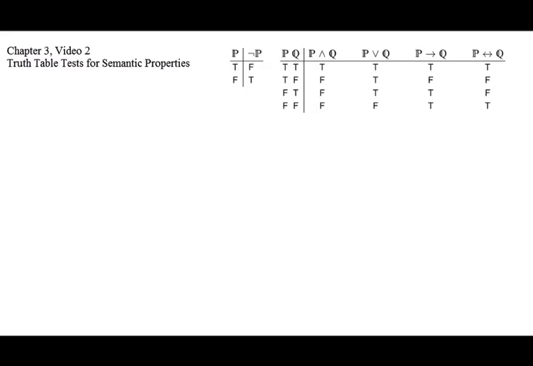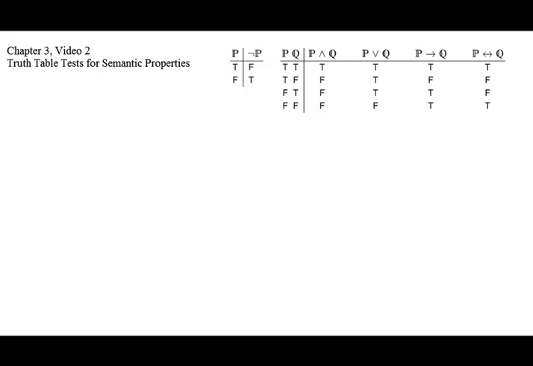Welcome to Chapter 3, Video 2, Truth Table Tests for Semantic Properties. In the last video, we learned how to construct basic truth tables. In this video, we're going to learn how to use that method to test for the various semantic properties of formulas, pairs of formulas, sets of formulas, and arguments.